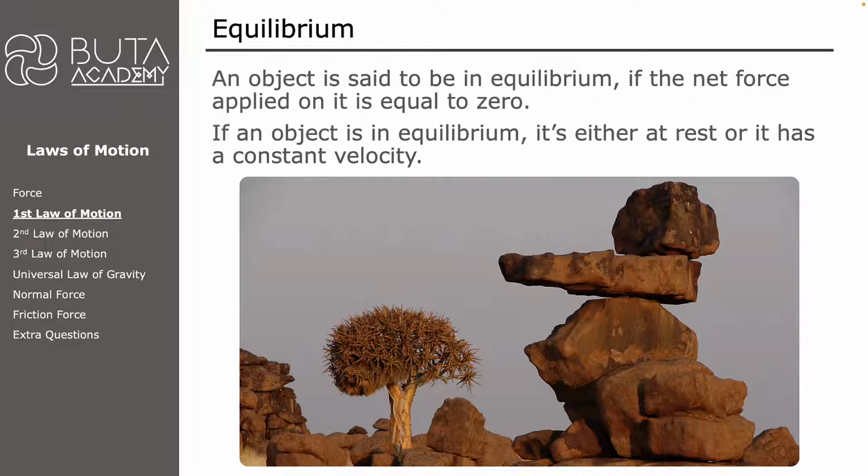The definition of equilibrium is almost the same. If the net force applied on an object is equal to 0, the object is said to be in equilibrium. From these two definitions, we can derive that if an object is at rest or if it is moving at constant velocity, it is in equilibrium.